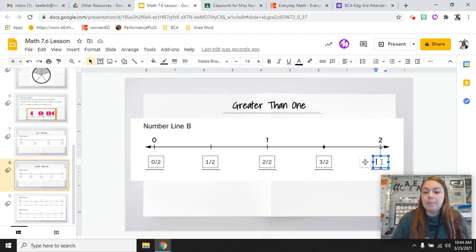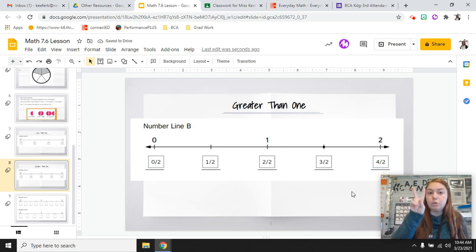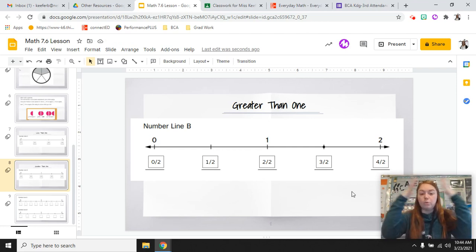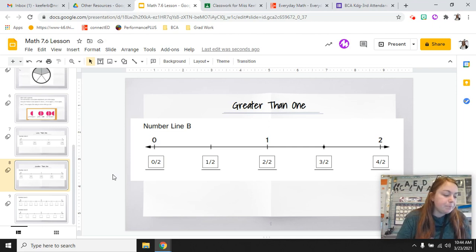Now, what would be my total for 2 wholes? It would be 4/2 because that would show that I have 2 wholes. It's like 2 halves and 2 halves equal 2 wholes, okay? So pause the video while you get those filled in.